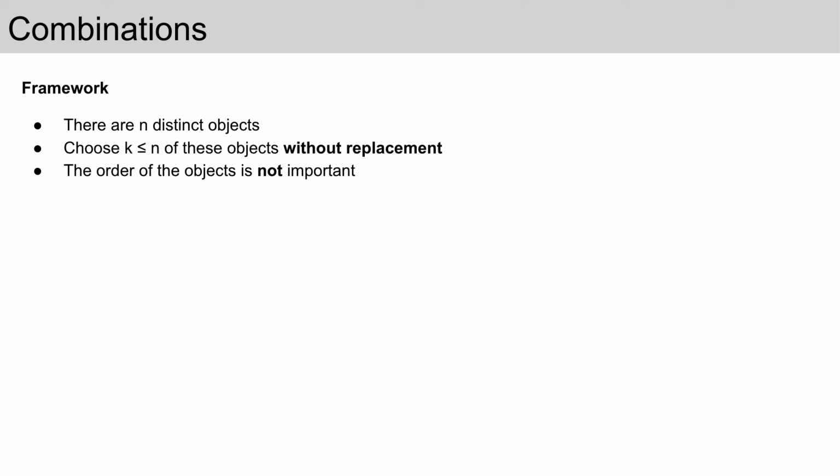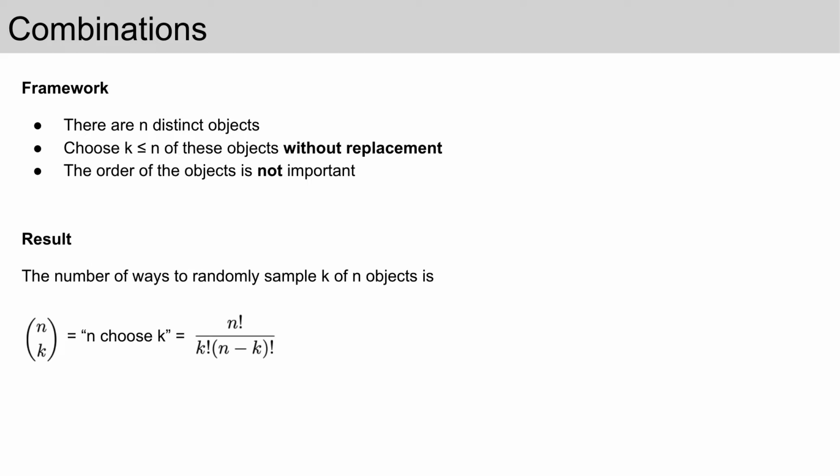In general, these examples have established how to count up combinations. The framework is as follows. Suppose there are n distinct objects and we want to choose k of these objects without replacement. Further, the order of the objects in the final selection is not important. Then under this framework, there are n choose k ways to randomly sample k from n objects, where again, n choose k is calculated by n factorial over k factorial times n minus k factorial.